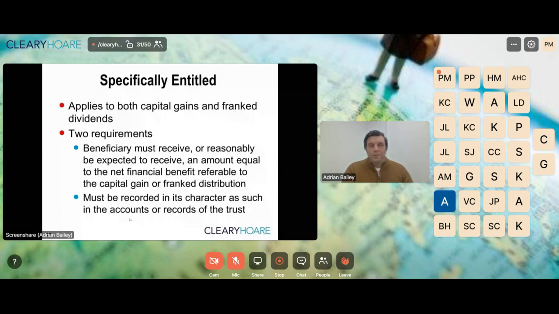The second part is that it must be recorded in its character as such in the accounts or records of the trust. So that's coming back to our power to stream and our power for our trustee to separately record income of different characters within the accounts or records of the trust. So that's how we become specifically entitled.